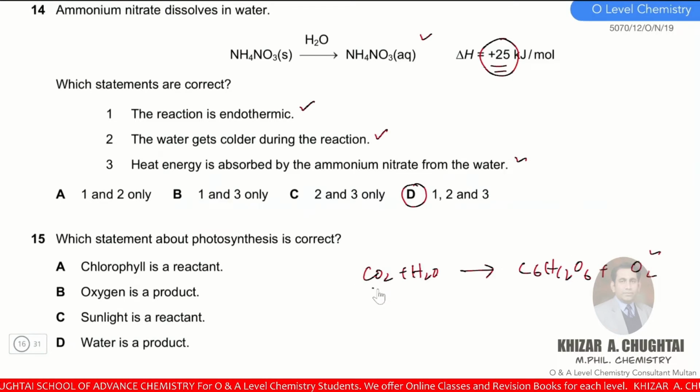Sunlight is the reactant. No, it's just giving the heat source, you can say, for the sake of a chemical reaction. It's a condition, you can say. So in these options A, B, C, D, the correct option is B. Oxygen is the product of this reaction.